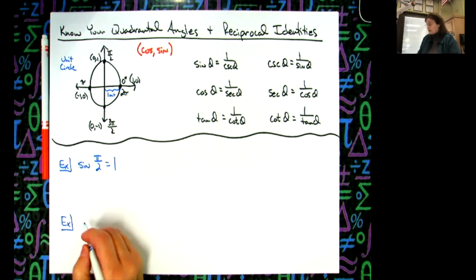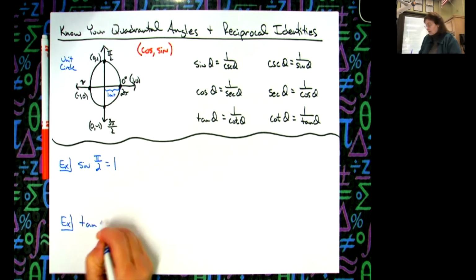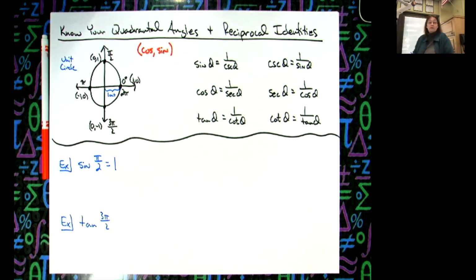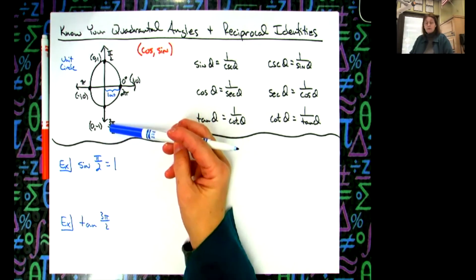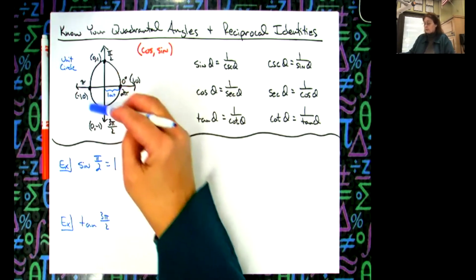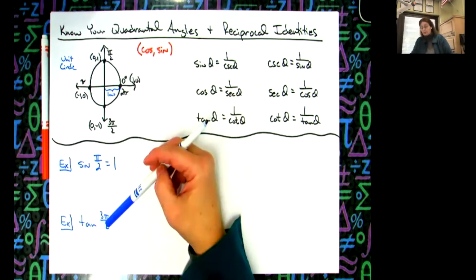Let's do one that doesn't necessarily use these, but uses our quotient identities. What if I did, say, tangent of 3 pi over 2? Okay, tangent of 3 pi over 2. Well, 3 pi over 2 is right here. We started here, we went 3/4 of the way around the circle, so 3 pi over 2.